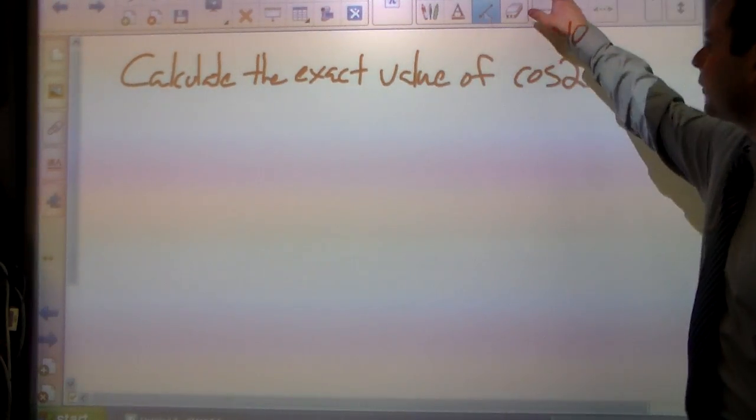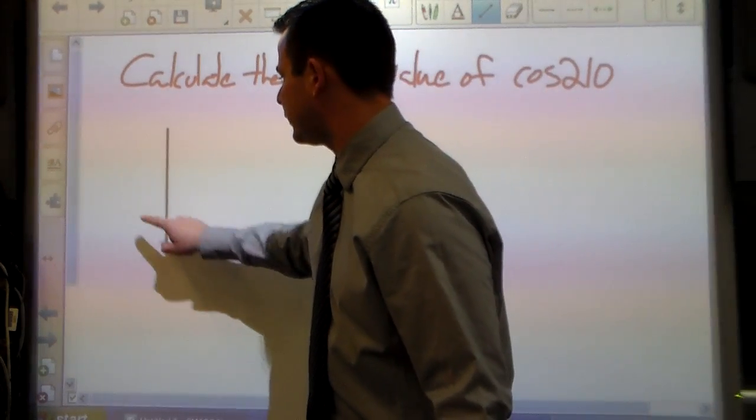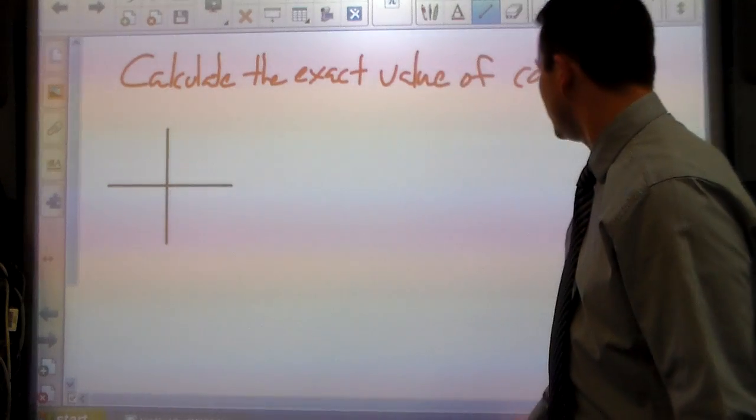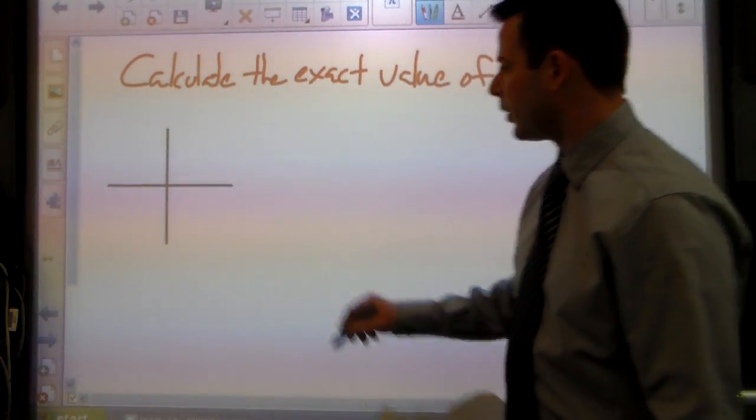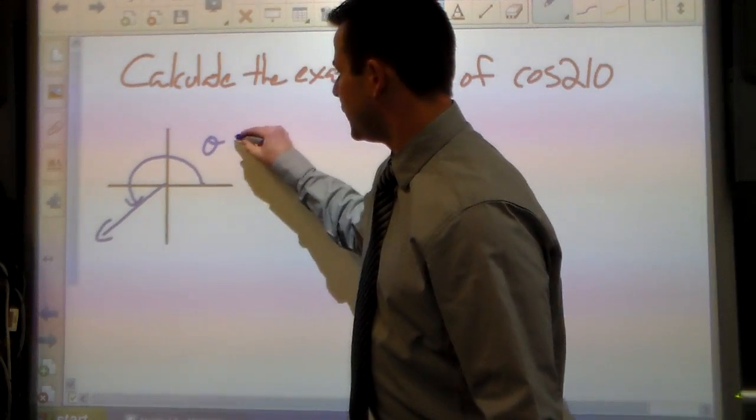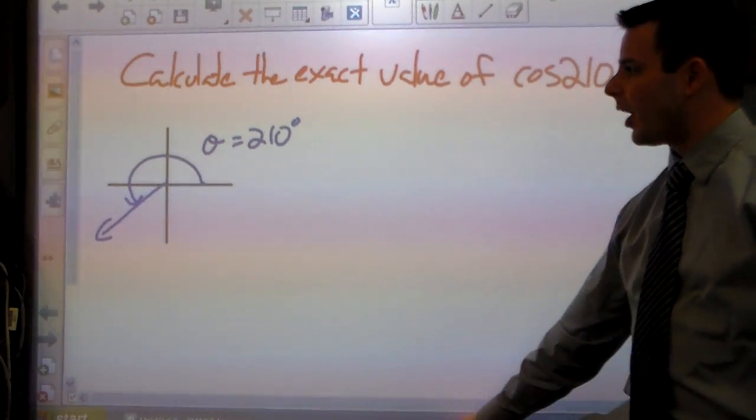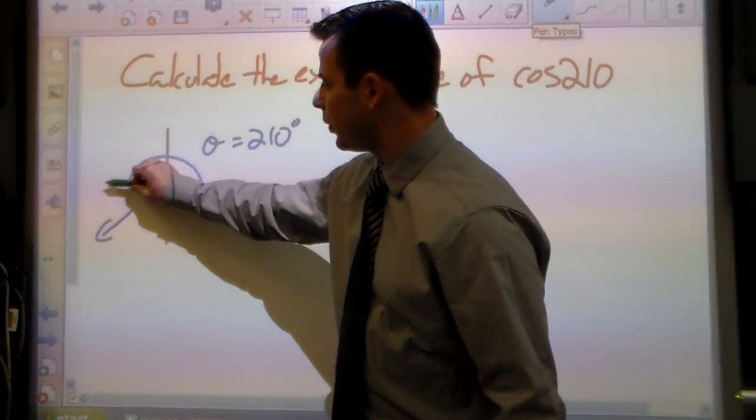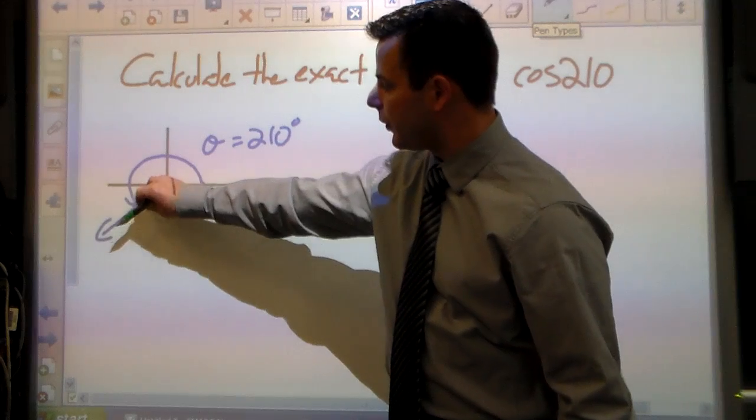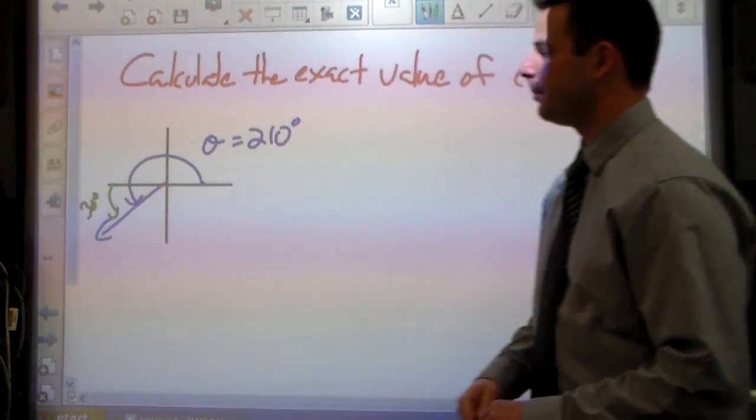Let's plot the angle of rotation, and eventually you won't necessarily have to plot the angle of rotation, but it's nice to visualize. 210 is in the third quadrant, so let's draw that as an angle of rotation. Theta equals 210. That means our reference angle, this is 180 degrees, this is 210 degrees, so we are 30 degrees past.